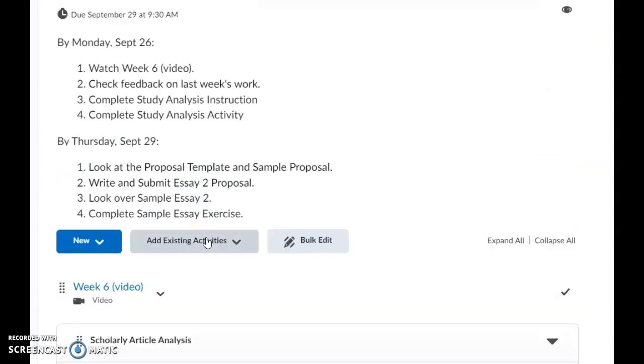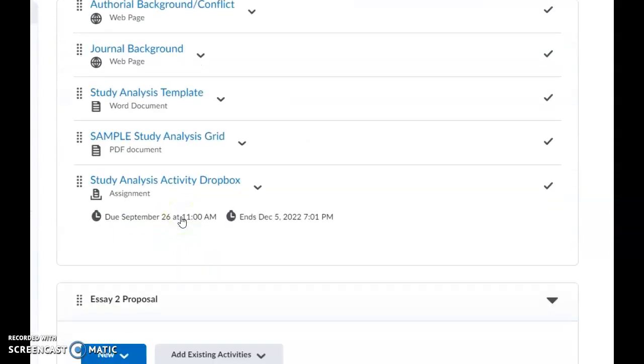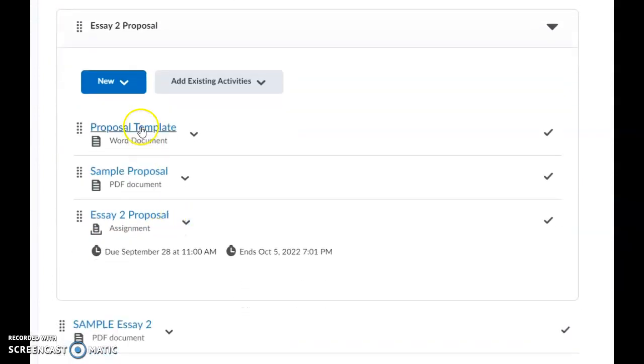Okay, so that's Monday's work. That's the work I pushed back from this past week because I thought people needed a little bit more time to actually focus in and spend some time doing this. Then I want you to look over the proposal template and the sample proposal. I want you to write and submit the Essay 2 proposal. Look over the sample essay 2, and then complete the sample essay exercise. So, again, proposal template, a sample proposal, and a place to submit your essay 2 proposal.